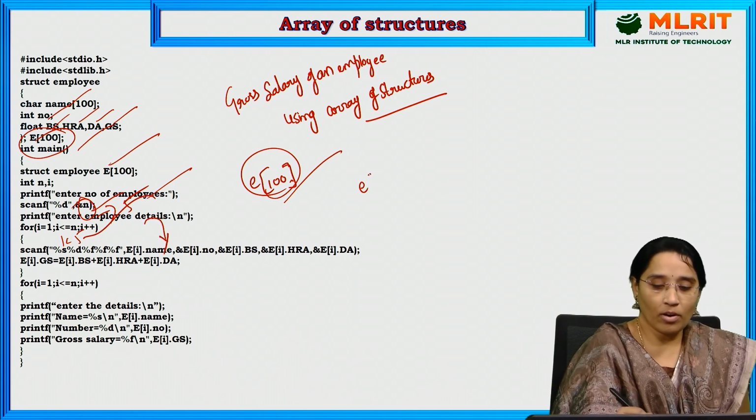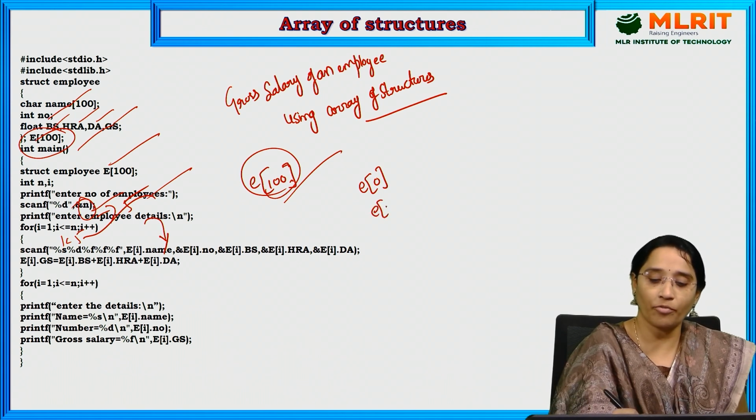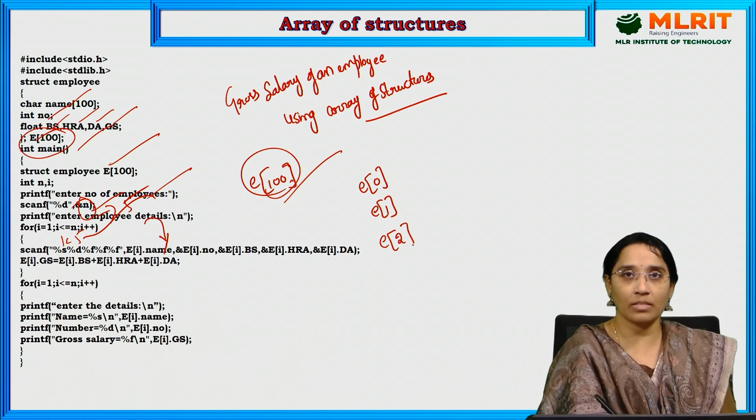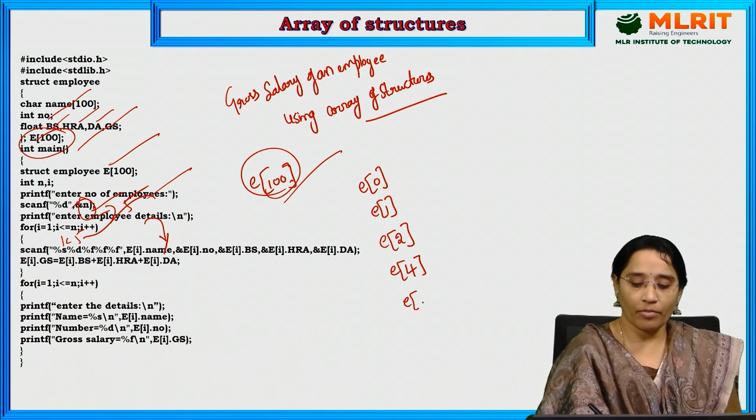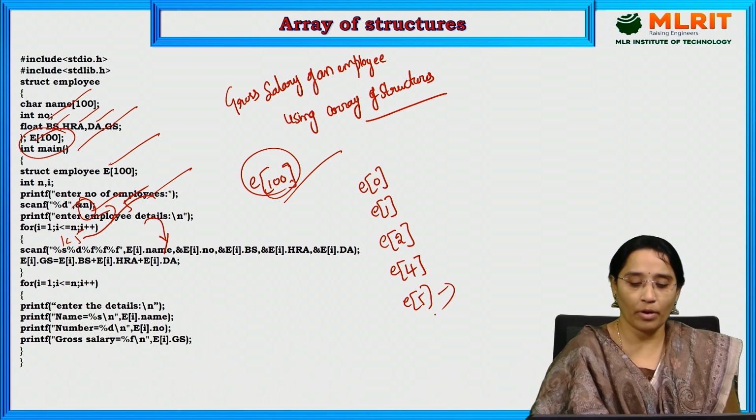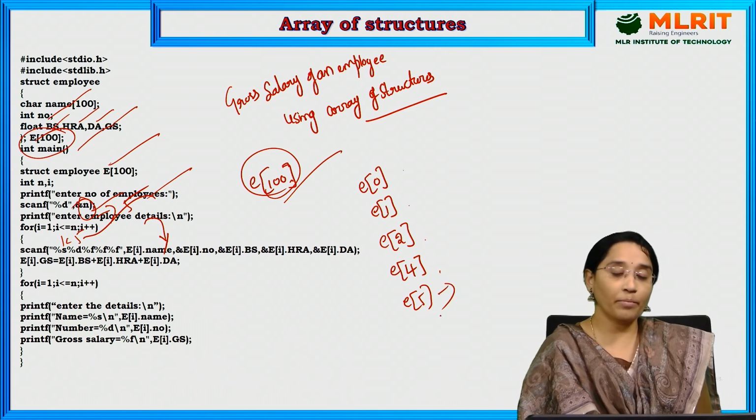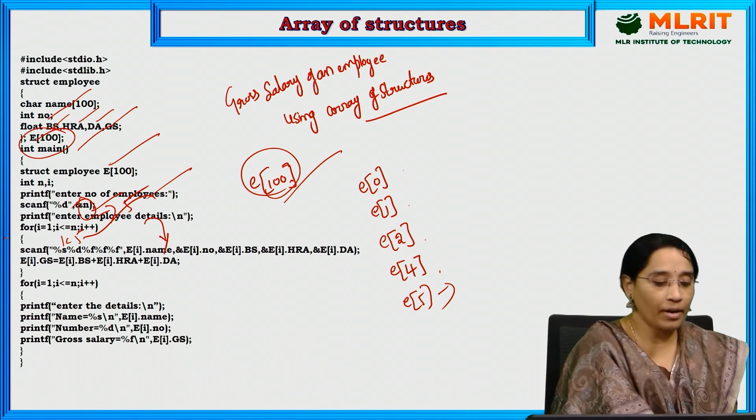So E of 0 represents the first employee data. Next, E of 1 represents the second employee data. E of 2 represents the third employee, E of 3 represents the fourth employee, and E of 4 represents the fifth employee data. So 1, 2, 3, 4, 5: 5 employees' data you can enter by using this for loop. So it is an array of structures. Obviously you have to write the for loop.